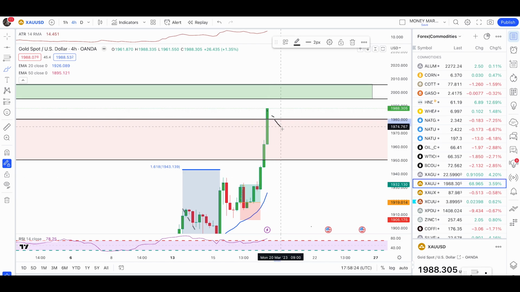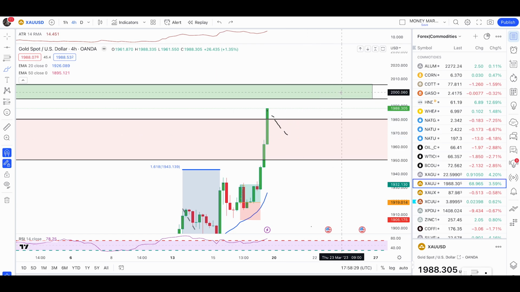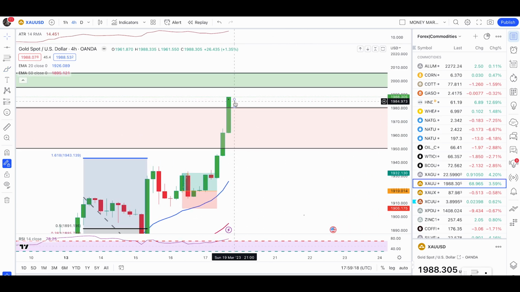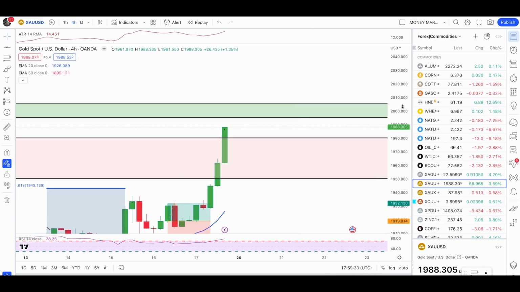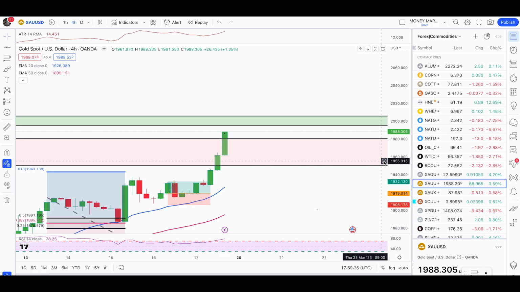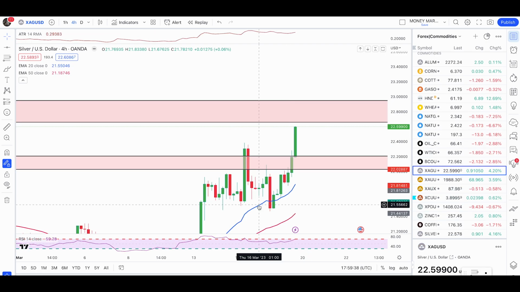If we have a pullback followed by a bullish engulfer, I'm only going to take long trades until the price hits this zone. So keep these zones on your charts. Once you see a condition, you can enter your trades accordingly, and I will also keep you guys updated with the moves in my next video. Let's check silver.